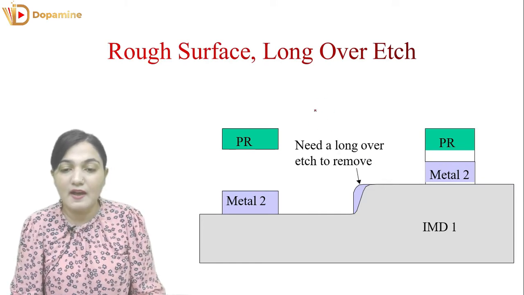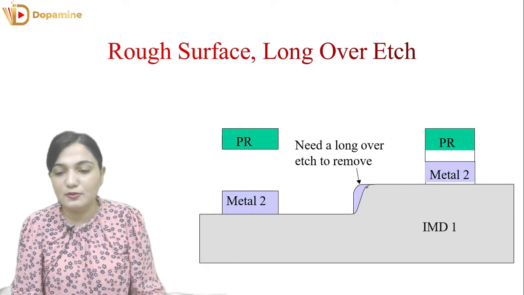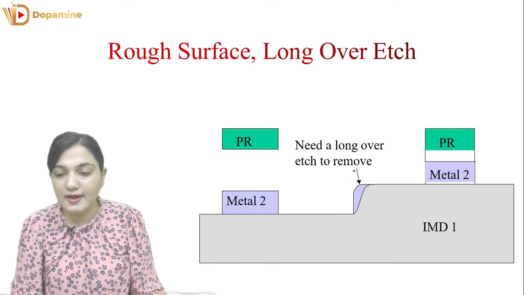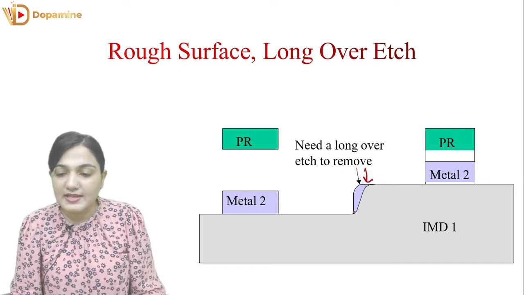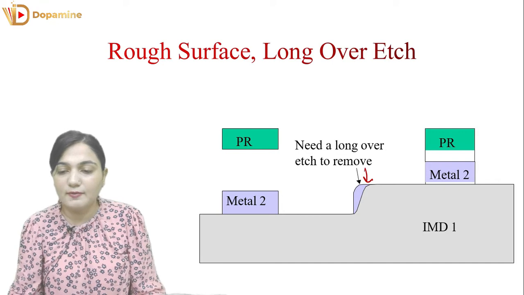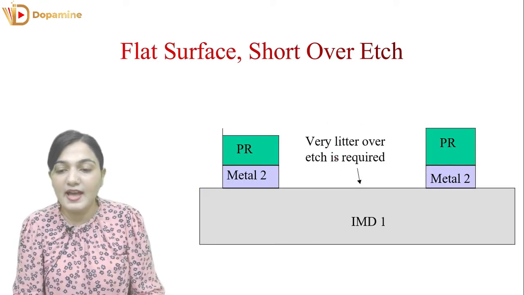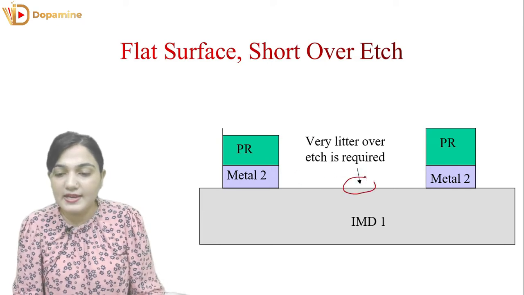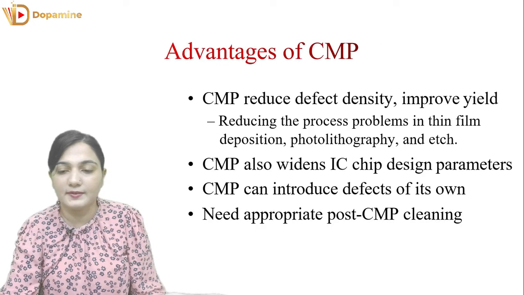So for the rough surface, we have a long over etch process, right? Here you can see we require a longer over etch to remove this extra layer, right? So we require a longer over etch process. If I have a flat surface, we have a shorter over etch, right? So you can see we have very little over etch over here. With a flat surface, the photoresist would be even, and there will be no over etch over here.